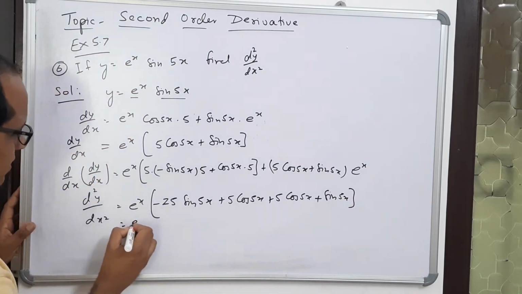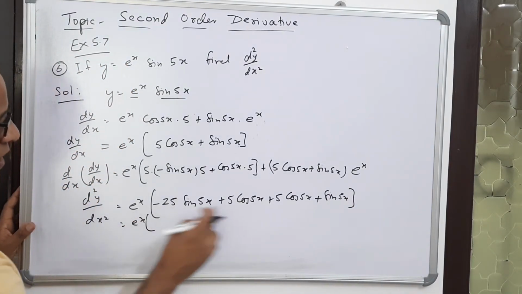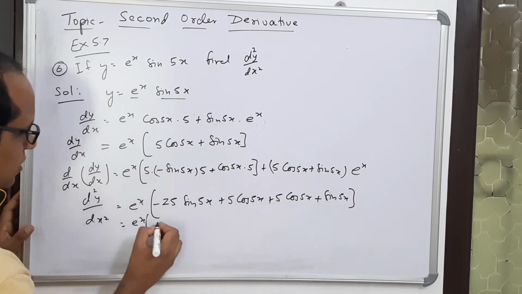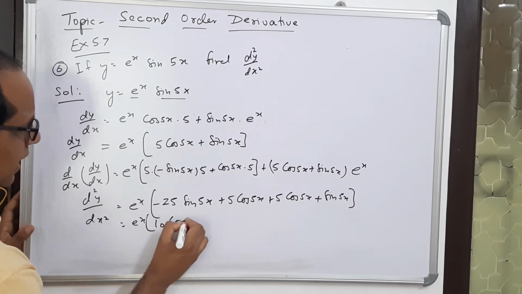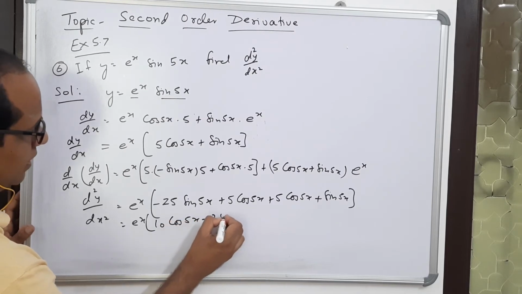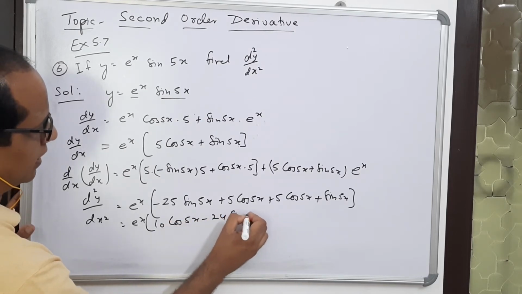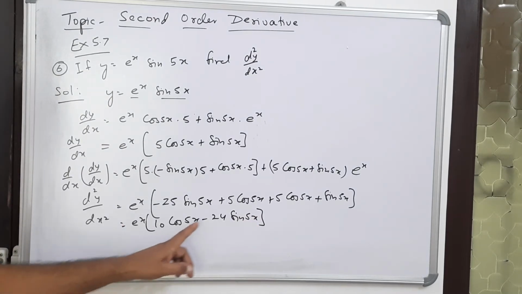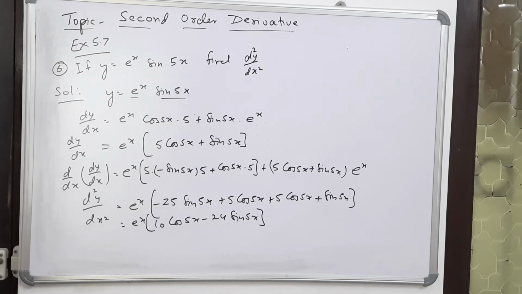Now we can further simplify. 25 is negative and this is positive. These both are positive. So we can say 10 cos 5x minus 24 sine 5x. Please see this and observe this nicely. How this 10 and how it is 24. This part is very important.